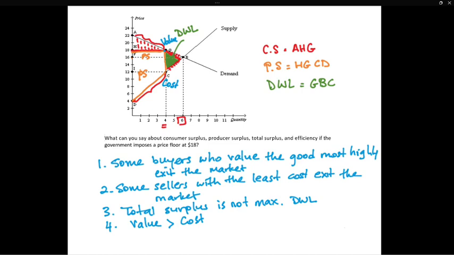So we can conclude that the government sometimes imposes a price floor to improve equality, such as agricultural price supports or minimum wage laws. But we see that the consequence will be a deviation from market efficiency.